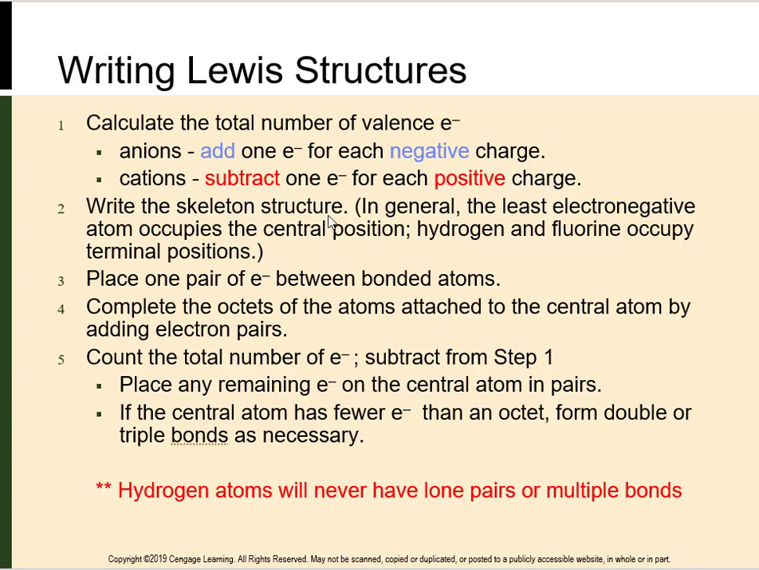If it's a cation, we subtract one electron for each positive charge. Then we're going to write the skeleton structure. The least electronegative atom occupies the central position. Hydrogen and fluorine occupy outside terminal positions. Place one pair of electrons between those bonded atoms. Complete the octets of the atoms attached to the central atom by adding electron pairs. Count the total number of electrons and then subtract from step one. Place any remaining electrons on the central atom in pairs. If the central atom has fewer electrons than an octet, we need to form double or triple bonds as necessary. Remember, hydrogen atoms will never have lone pairs or multiple bonds because hydrogen only has one valence electron.